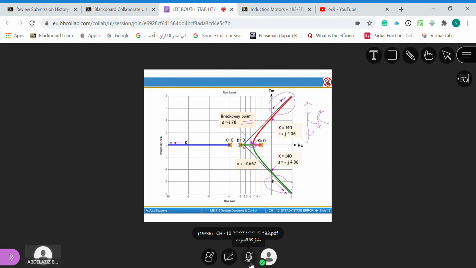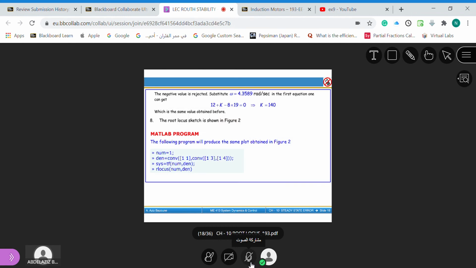We need to find, guys, the intersection with the y-axis. The intersection with the y-axis, or with the imaginary axis, it's giving you this.